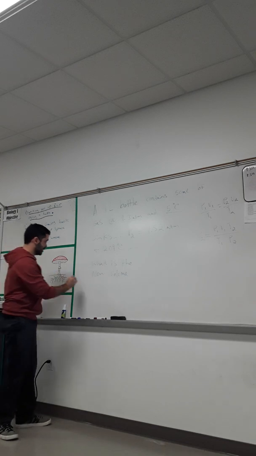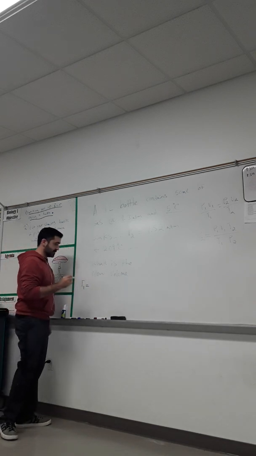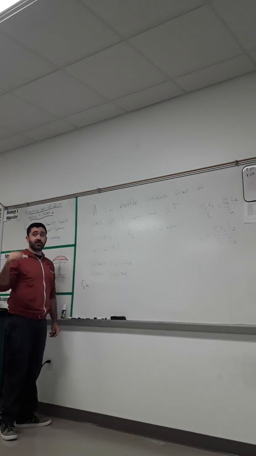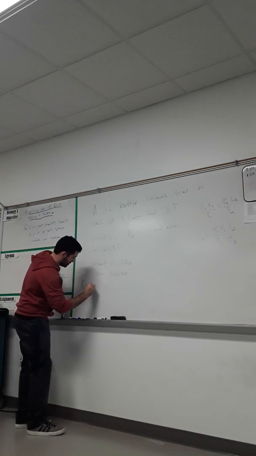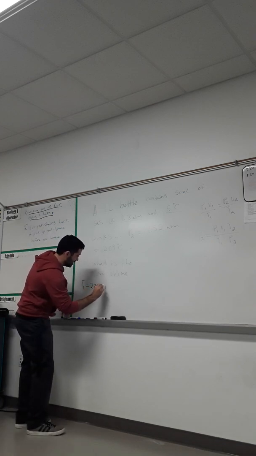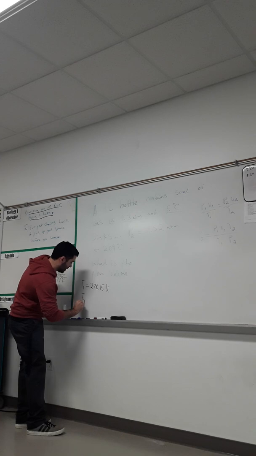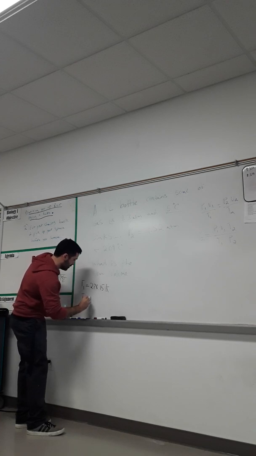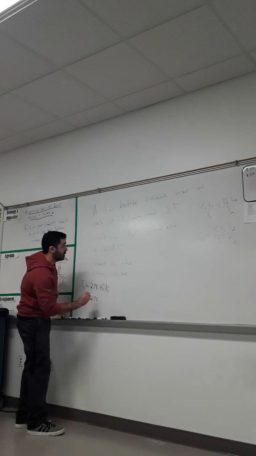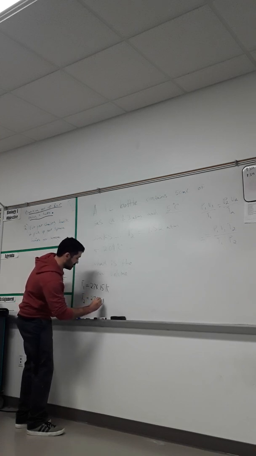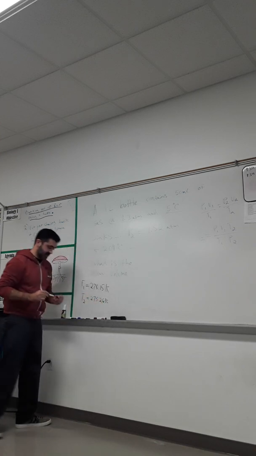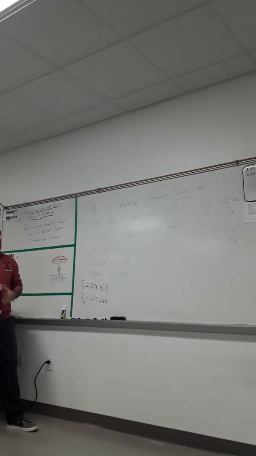Let's do this in Kelvin. T1 is 5 plus 273.15, so 278.15. And then T2 is 275.26. Okay, that's our new temperature, so whenever we do that, we'll put Kelvin.